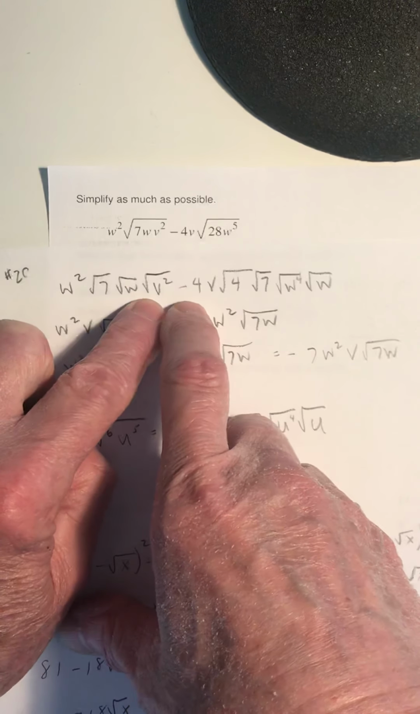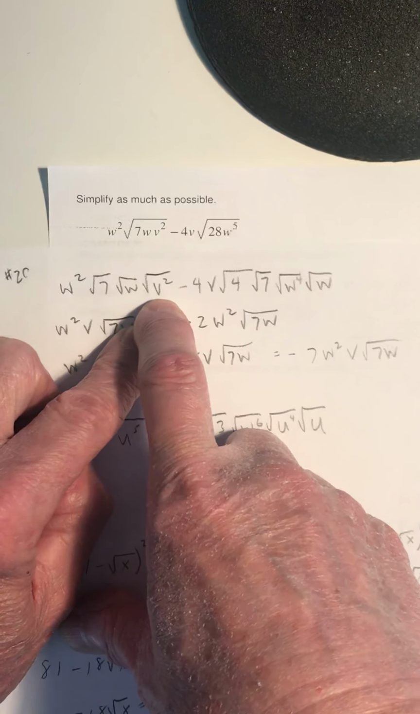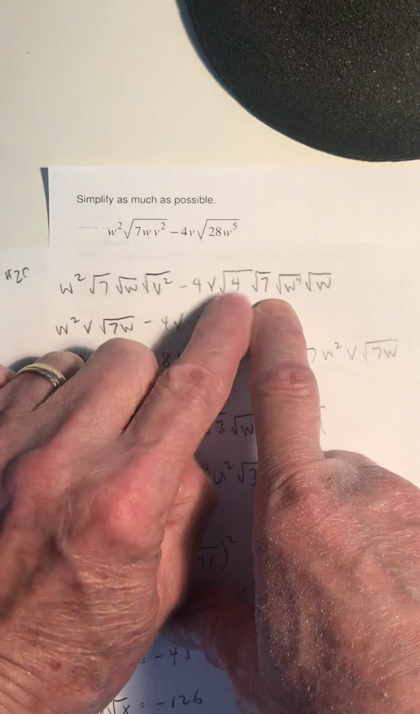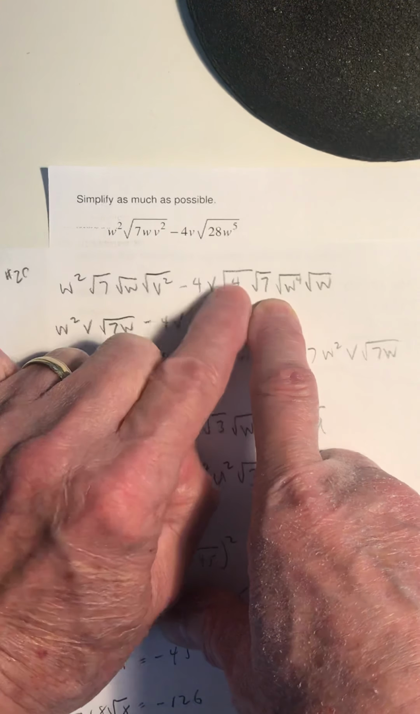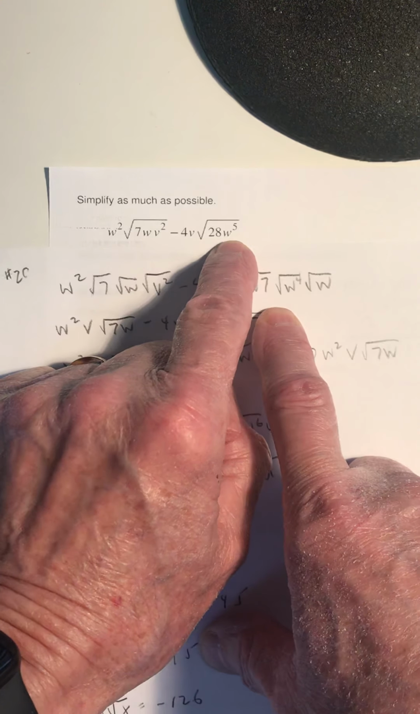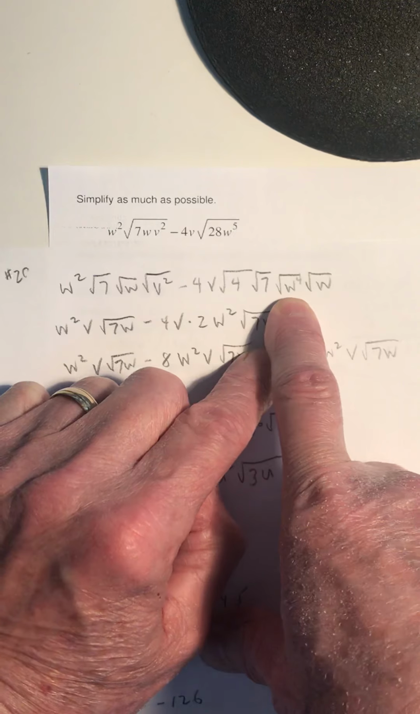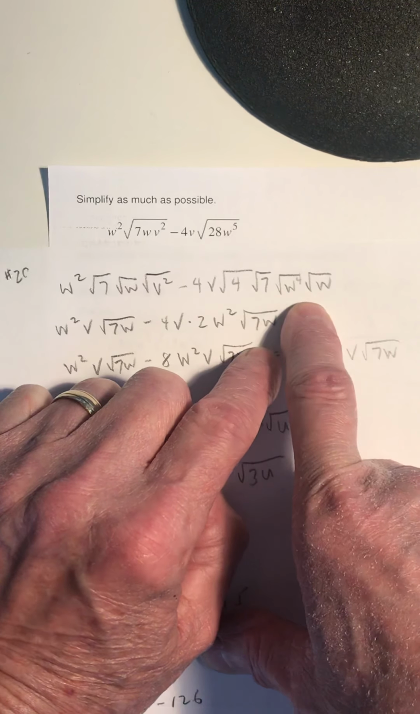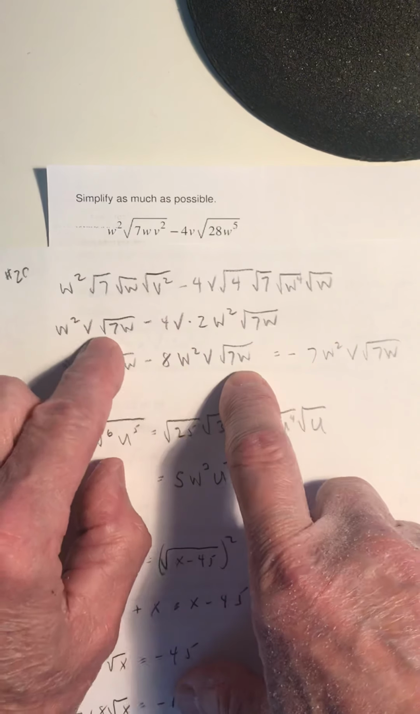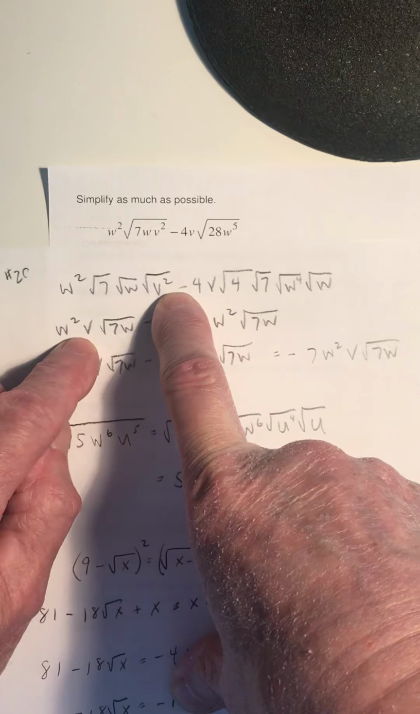I split it up, coefficients and variables. V squared, that's going to simplify. And then over here, took the 28 and factored it into the nice perfect square 4. 4 times 7, 28. And as always with the variable and the square root, we want as large as possible even exponent, so it's divisible by 2. So there's the rewriting.